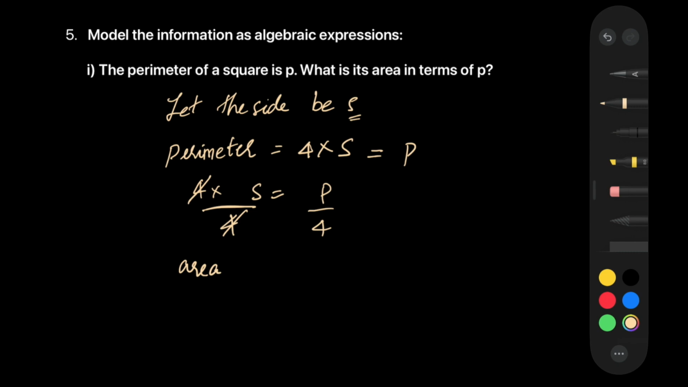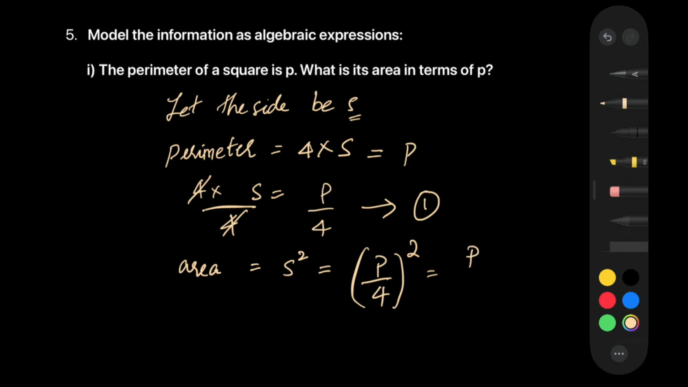Now we know that the area of a square is the square of S. We have already said from the first statement that S is equal to P by 4. So the area can be represented as the square of P by 4, which is P square by 16. So the area of the square in terms of P is P square by 16.